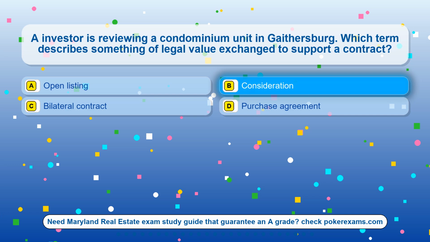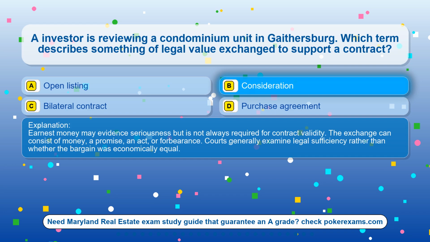The correct answer is option B. Consideration. Earnest money may evidence seriousness but is not always required for contract validity. The exchange can consist of money, a promise, an act, or forbearance. Courts generally examine legal sufficiency rather than whether the bargain was economically equal.